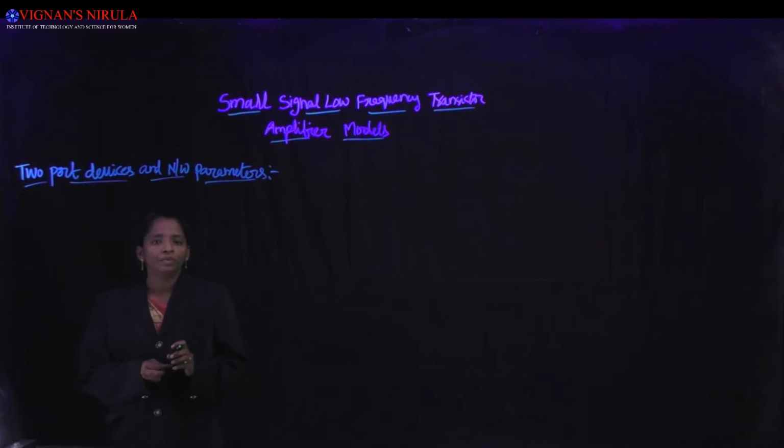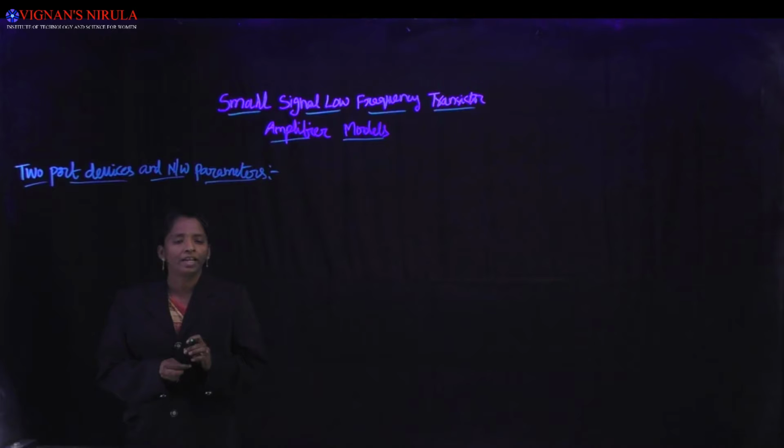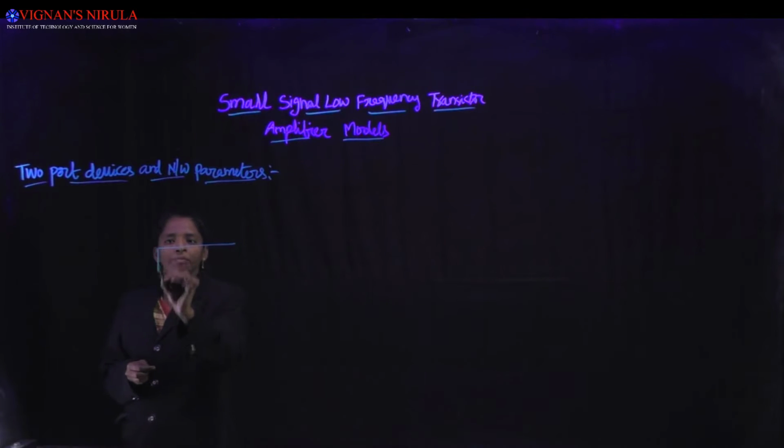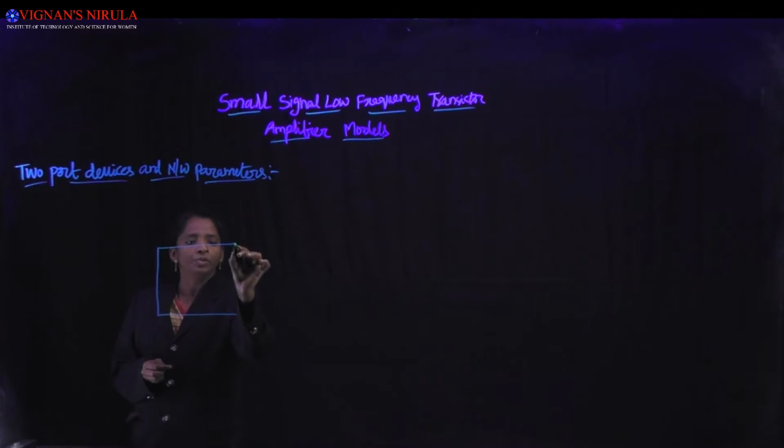Here the two-port network is used for the small signal analysis of the transistor. So we are going to draw the equivalent circuit of the transistor by considering the two-port network. First, let us see the two-port network. Here two-port network means it has two ports.